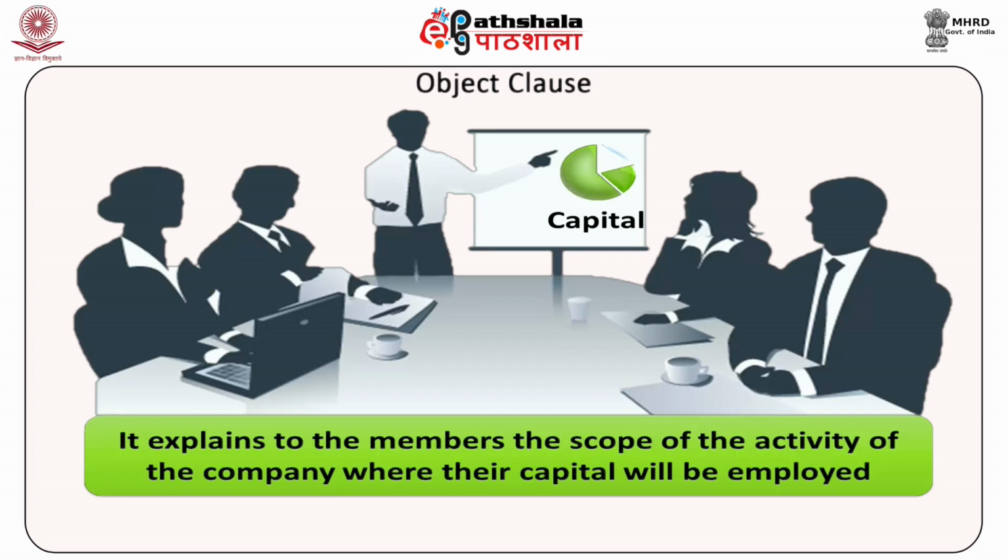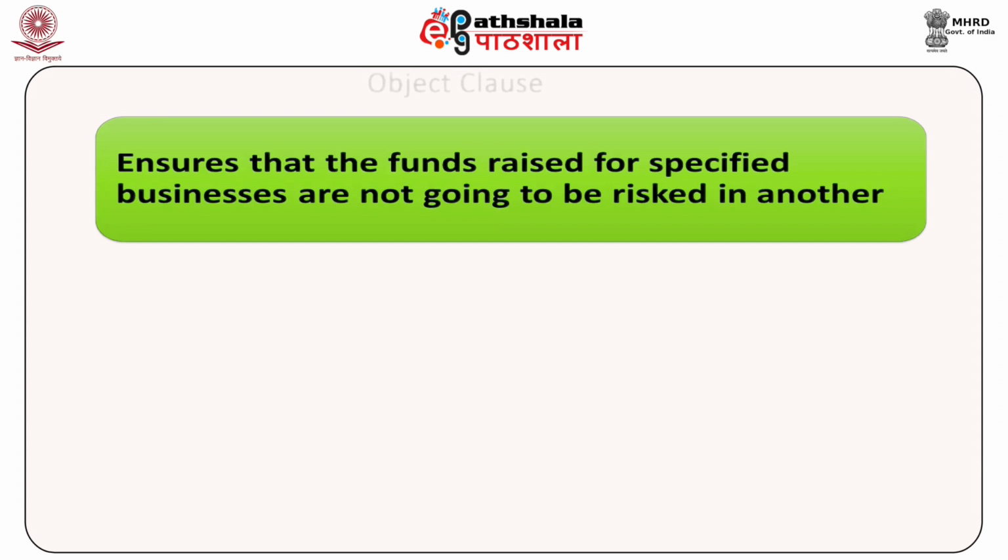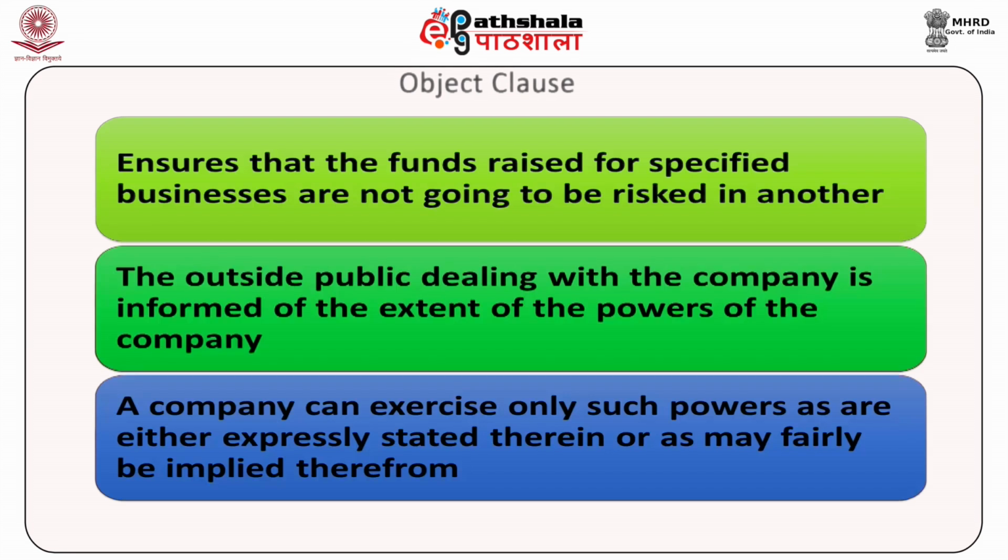It explains to the members the scope of the activity of the company where their capital will be employed. It gives protection to the shareholders by ensuring that the funds raised for specified businesses are not going to be risked anywhere else. The outside public dealing with the company is informed of the extent of powers of the company. A company can exercise only such powers as are either expressly stated therein or as may fairly be implied therefrom, including matters incidental or consequential to the powers so conferred.